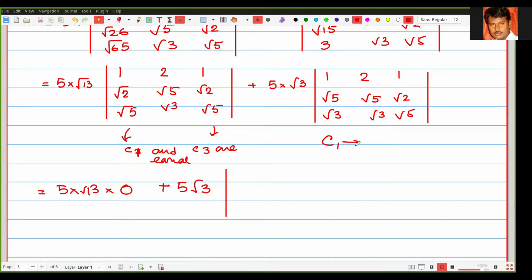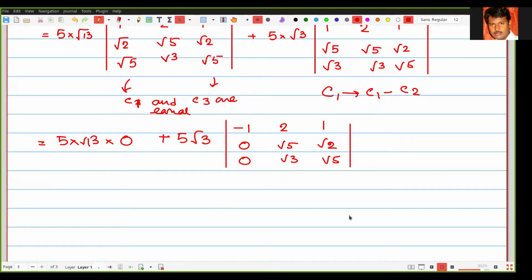So C1 is now C1 minus C2. So that one is becoming 1 minus 2, that means minus 1. Square root of 5 minus square root of 5, that is 0. Square root of 3 minus square root of 3, that is 0. Second column is remaining the same. Third column is remaining the same.